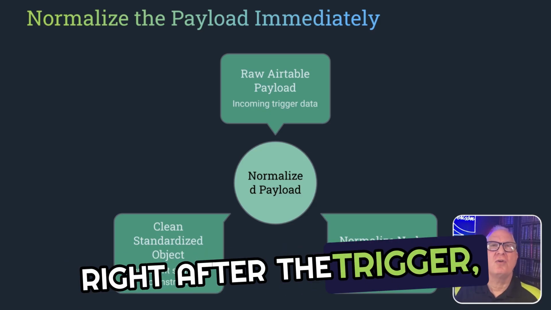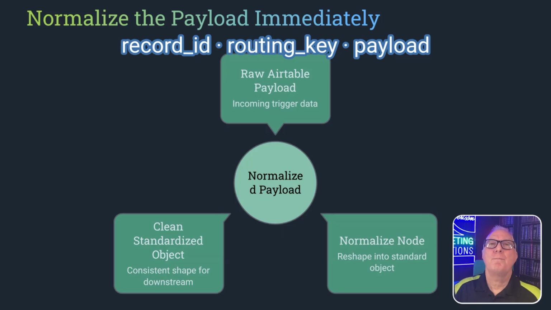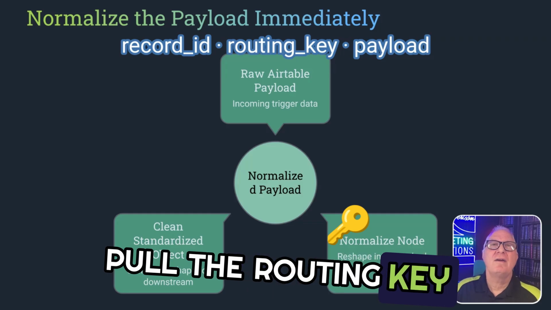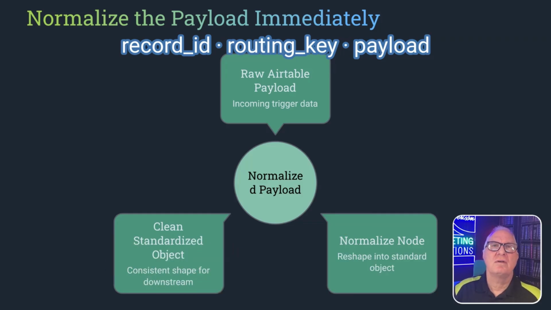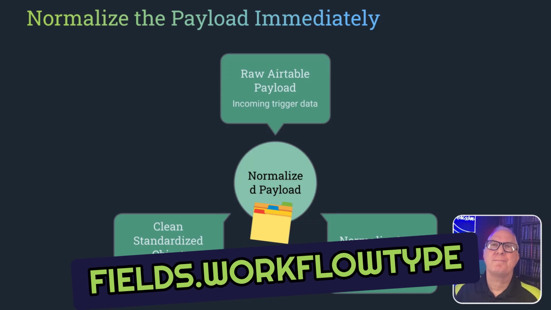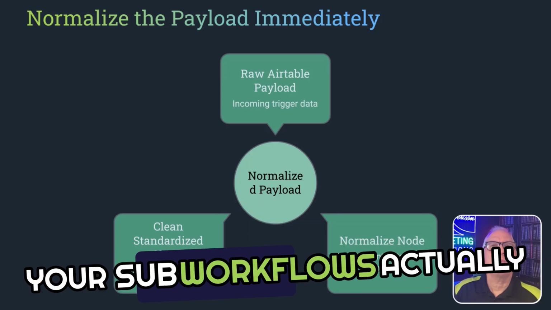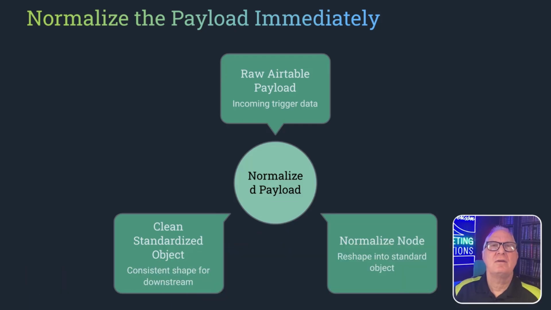Right after the trigger, normalize the payload. Pull the record ID, always. Pull the routing key from the field you choose. For example, fields.workflow type. Then pull only the fields your subworkflows actually need.